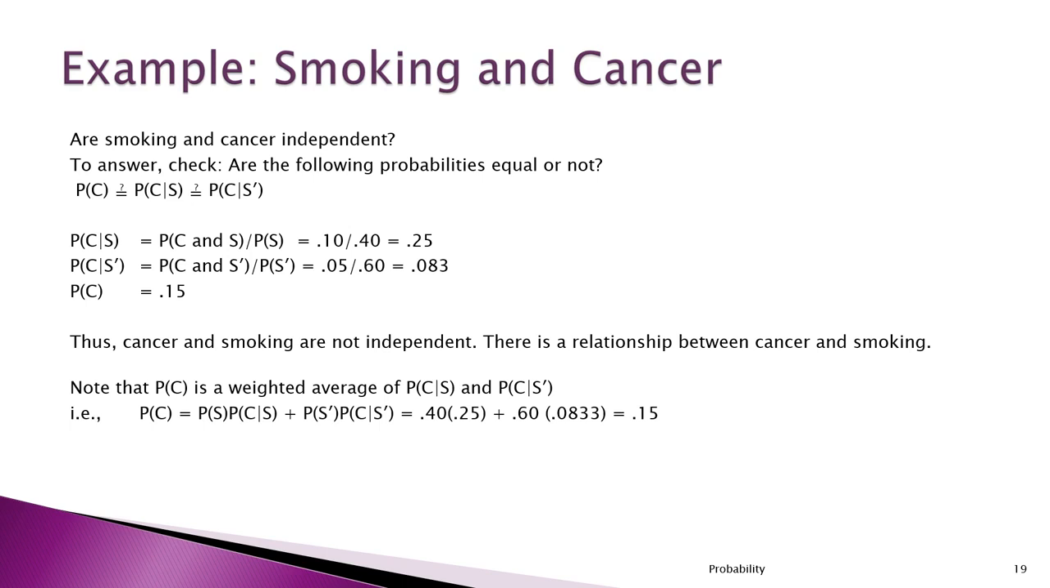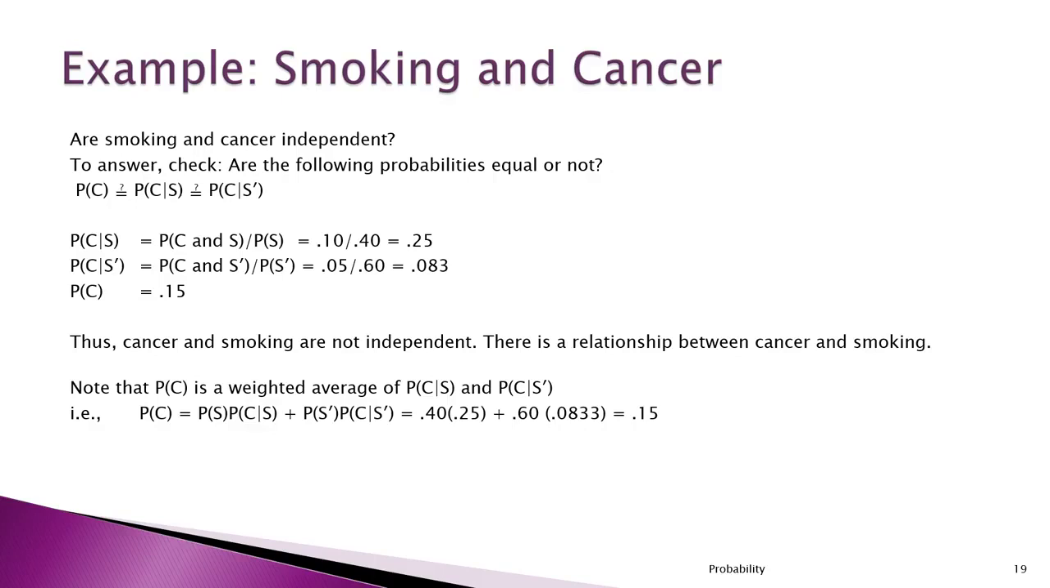Look at the probability of C given not S. That's the probability of C and not S over the probability of not S. That works out to 0.05 over 0.60, which is 0.083, 8.3%. If you're a non-smoker, there's an 8.3% chance of dying of cancer. The probability of cancer, the simple probability, is kind of an average. It's a weighted average, actually. Remember, there were more non-smokers than smokers, so it's not a simple average. That's 0.15. You just have to look at two of them, but looking at all three, you can see what's going on.